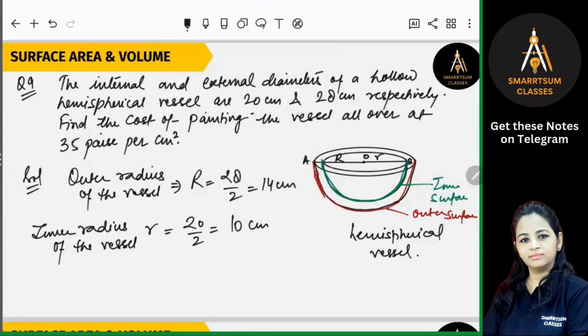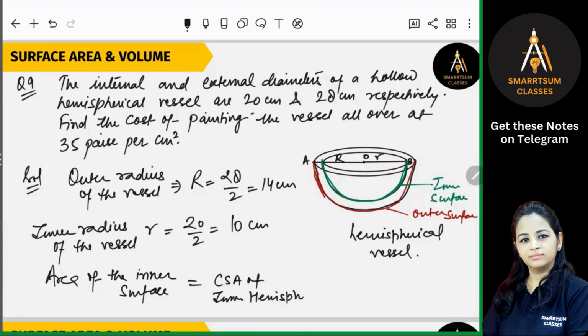Now we have to find out the area of the inner surface, the green one. What is the area of the inner surface? What is the formula? The area of the inner surface means the curved surface area of the inner hemisphere. So what is the formula of the curved surface area of the hemisphere? This is 2 pi r square, in square units.